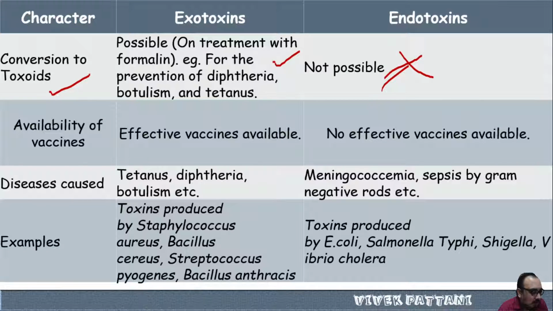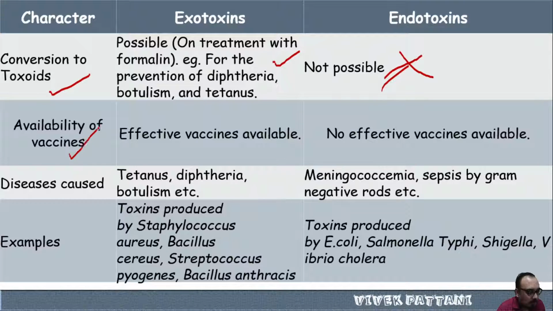Why is it important? This is important in the protection of the susceptible host from the diseases which are caused by the toxins. For example, toxoids are widely used as vaccines in the case of tetanus and diphtheria, as well as for the treatment of botulism also.